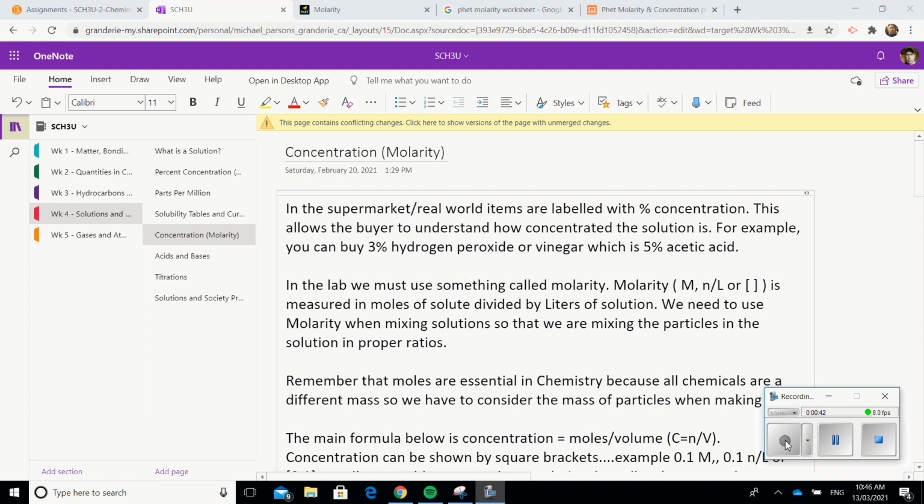This is used in labs all over the world every day. Every single lab uses this. It's so important to be able to determine molarity.